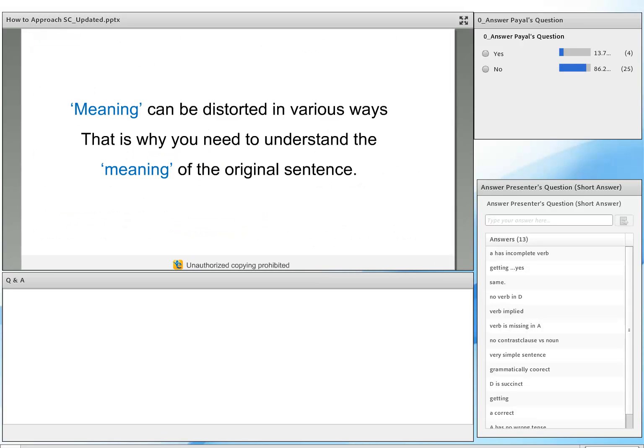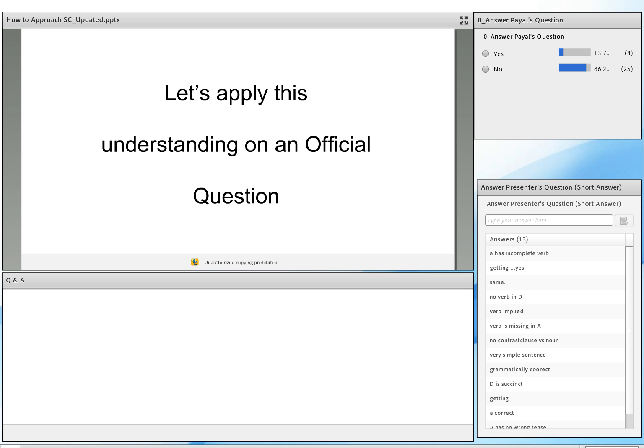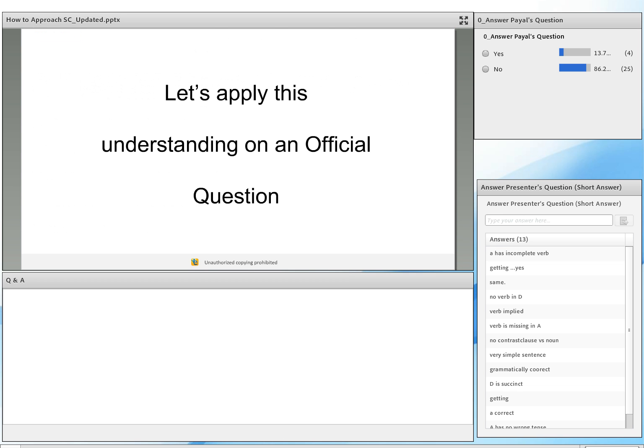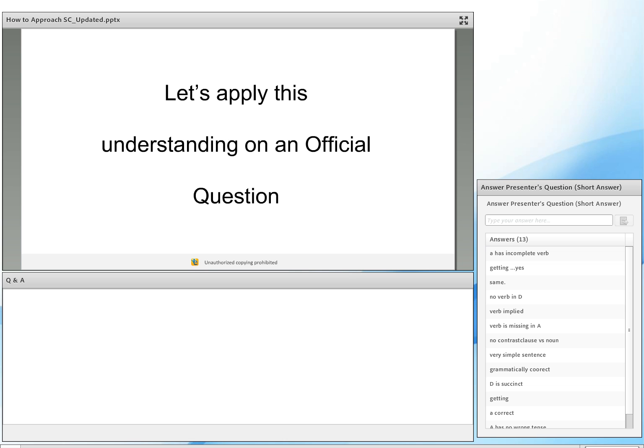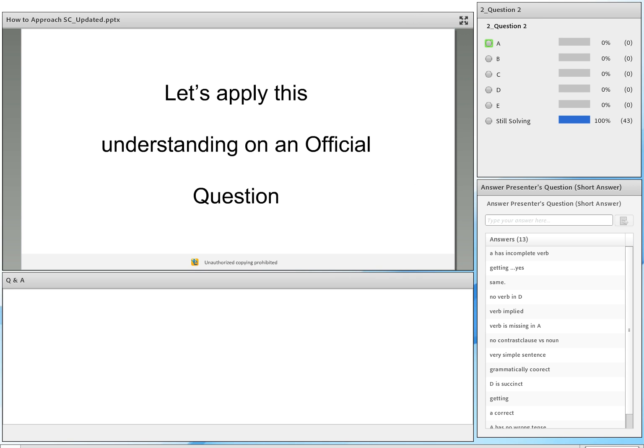So again, meaning can be distorted in various ways. Now, when do you know that the meaning is distorted? Meaning has been distorted when you understand what the original sentence communicates. So now we're going to apply this very understanding on an official question. Here's the question, and let me bring up the poll here. Okay, go ahead. Please click on still solving.